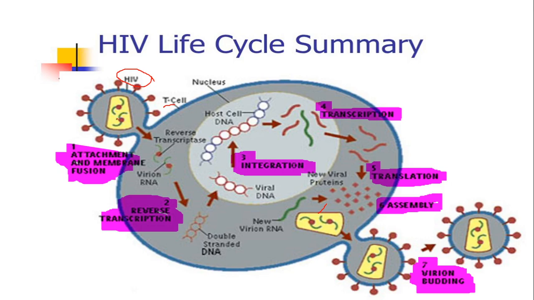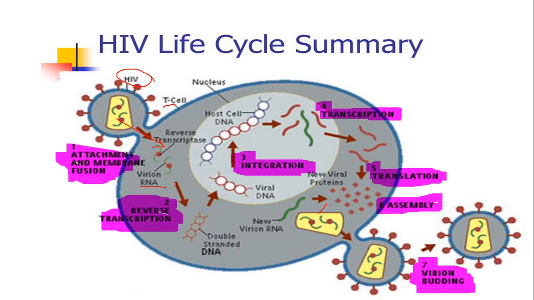it will first let its genetic material enter into the cell. So its genetic material, that is RNA. Here's the RNA, it will enter. So the first step is attachment and membrane fusion, followed by the transfer of the genetic material RNA.